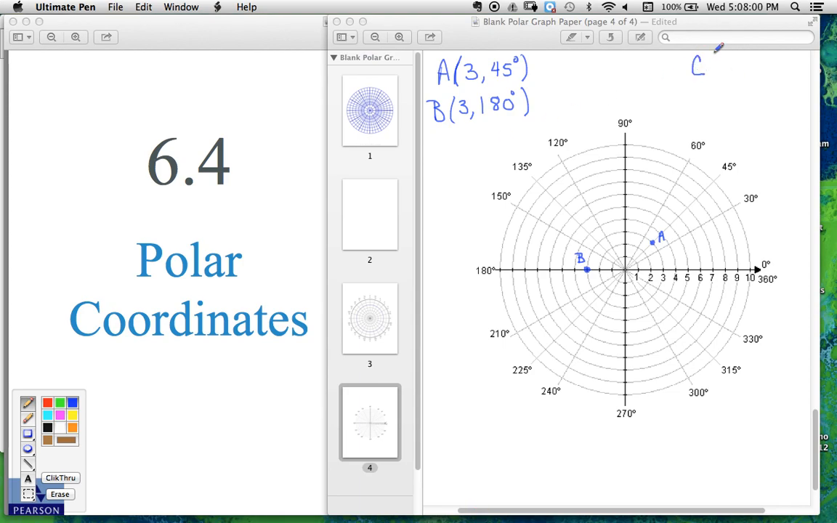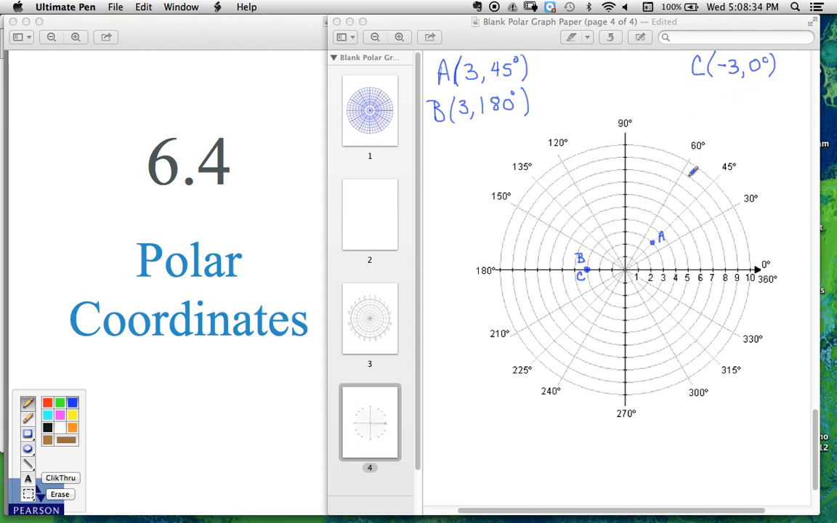There's a couple of wrinkles that can happen. One is if I have a negative radius. So let's say I have negative 3 at 0 degrees. What would that look like? Well, I would be along the 0-degree axis or line, but instead of coming 3 out from the center, I would want to go in the other direction, 3 away from the center. So I'd actually land on the same point as B. 3, 180 is the same point as negative 3, 0.